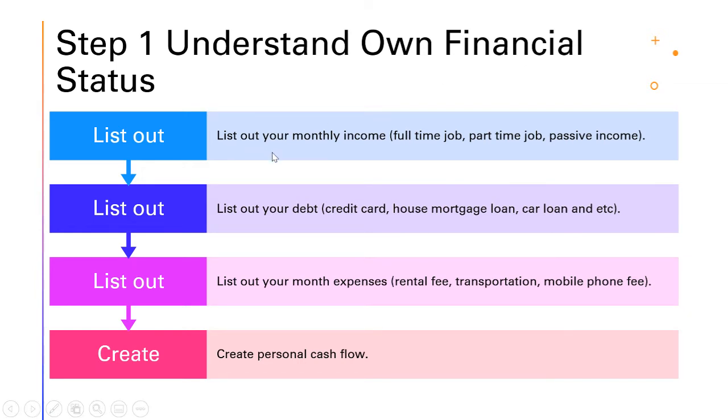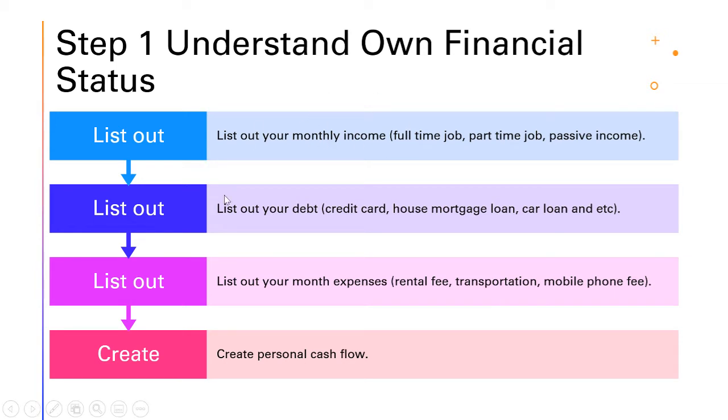First, list out your monthly income: your full-time job, your part-time job if you have one, or passive income if you have it. Passive income can be the dividends that you collect from the stocks you're currently holding. So this is your income.